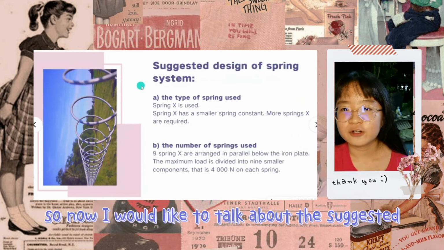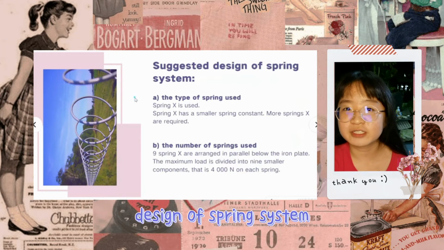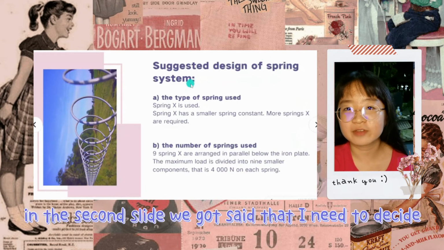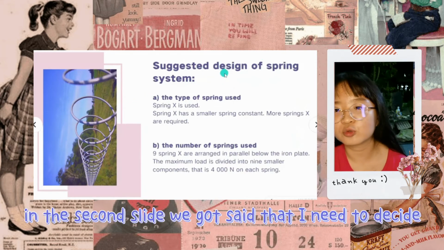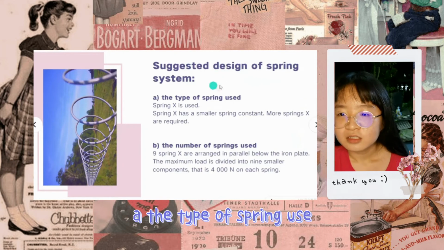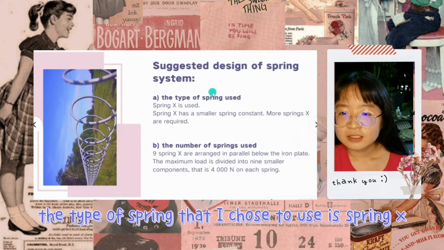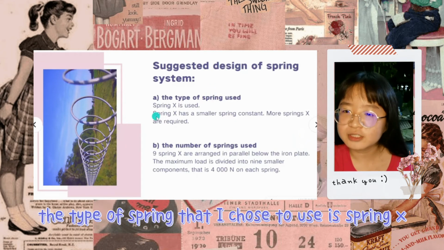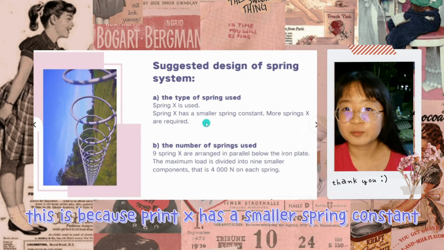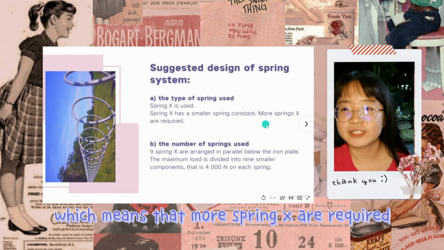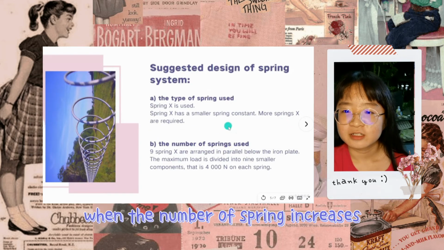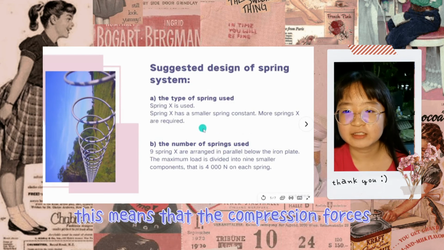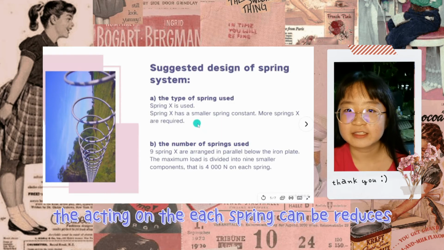So now, I would like to talk about the suggested design of the spring system, which on the second slide we said that I need to decide. A. The type of spring used. The type of spring that I chose to use is spring X. This is because spring X has a smaller spring constant, which means that more springs X are required. When the number of springs increases, the compression force acting on each spring can be reduced.